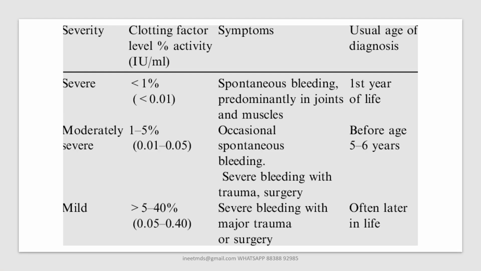Now, depending upon the percentage of clotting factor present in the patient, you can group hemophilia into severe, moderately severe and mild. According to that only, you can take up the patient for any dental procedures. When it is severe, the patient might have spontaneous bleeding, predominantly in the joints and muscles.